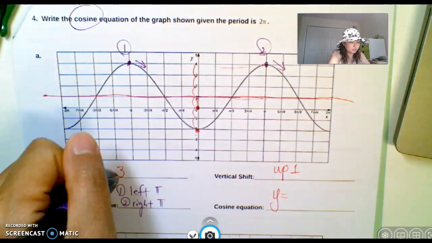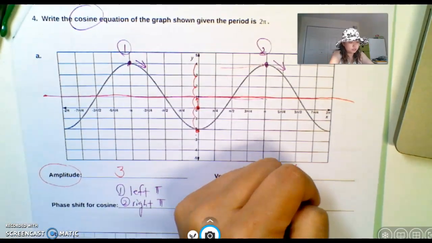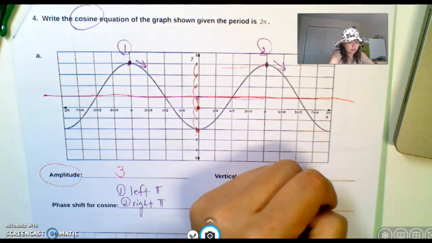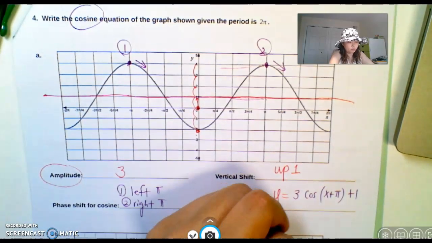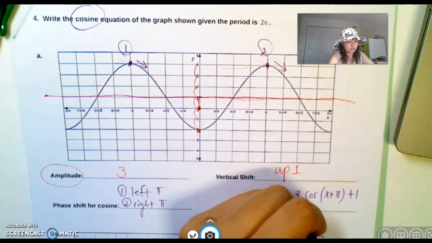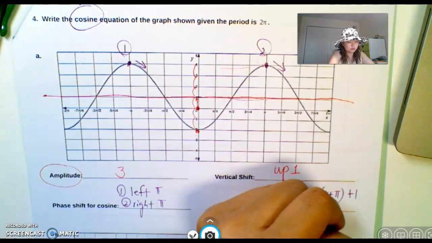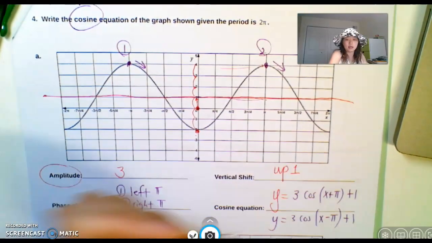So it'll be y equals the amplitude 3 cosine, left so we're going to add pi, up 1 so plus 1. Or y equals 3 cosine x, right pi so it'll be subtracting pi, and then plus 1.